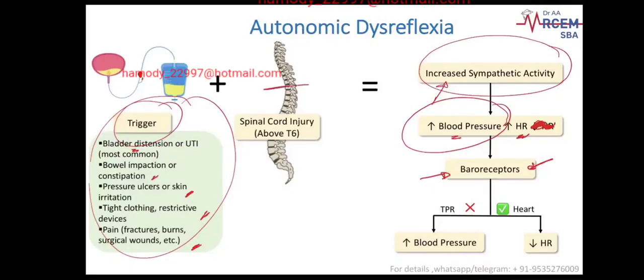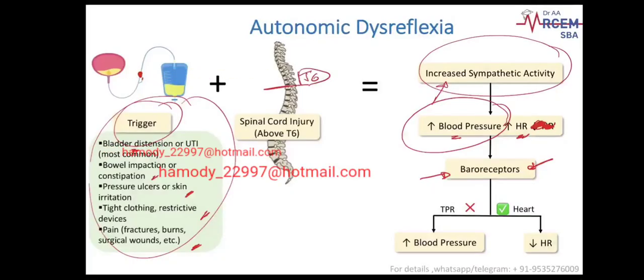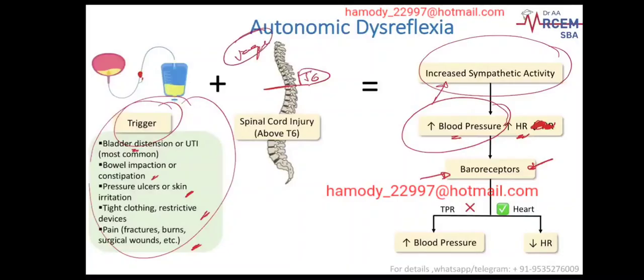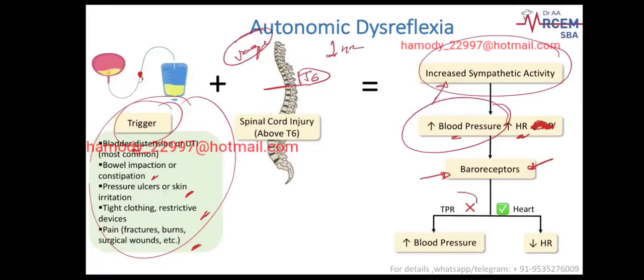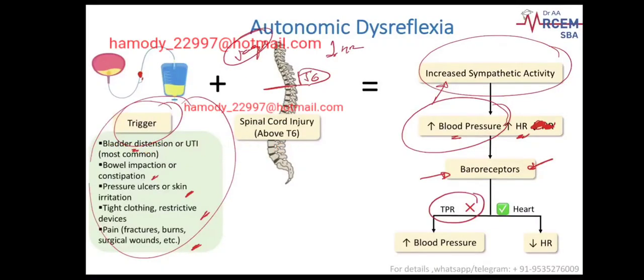Heart rate is fine despite the spinal cord injury, because it is carried by the vagal nerve, which is present in the neck, one of the cranial nerves. So heart rate will fall down. What about the total peripheral resistance? That is nothing but vasodilatation.